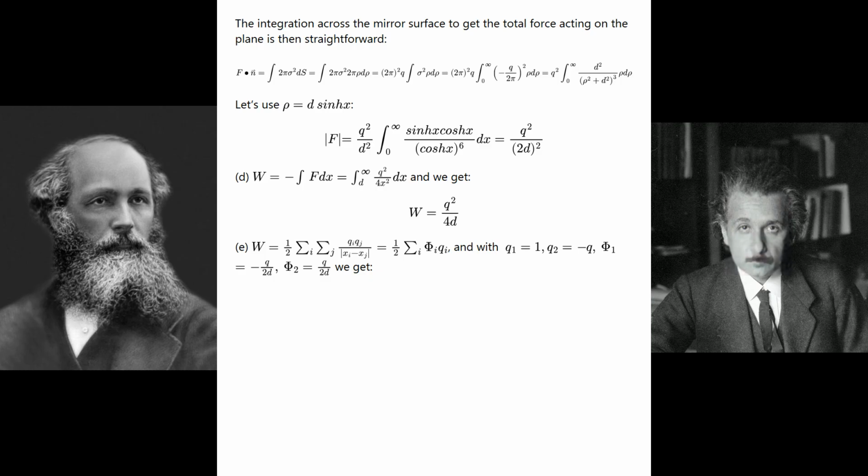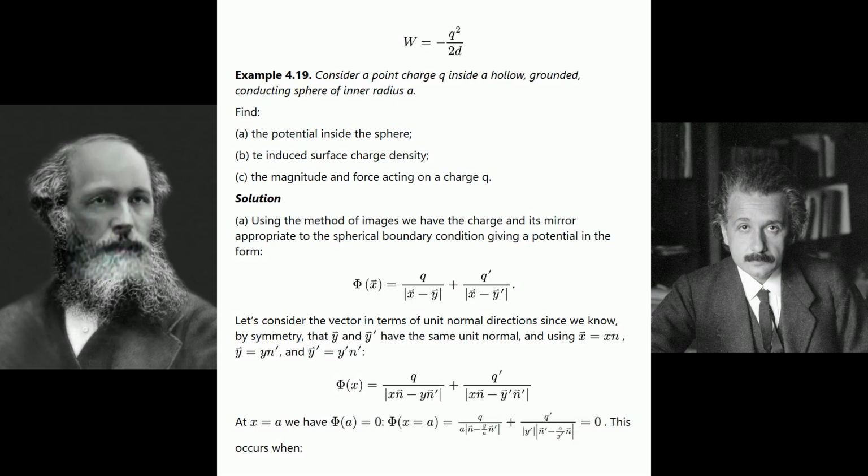W equals 1/2 the sum over i of the sum over j of q sub i q sub j over the absolute value of x sub i minus x sub j equals 1/2 the sum over i of phi sub i q sub i, and with q sub 1 equals 1, q sub 2 equals negative q, phi sub 1 equals negative q over 2d, phi sub 2 equals q over 2d, we get, see the next equation.